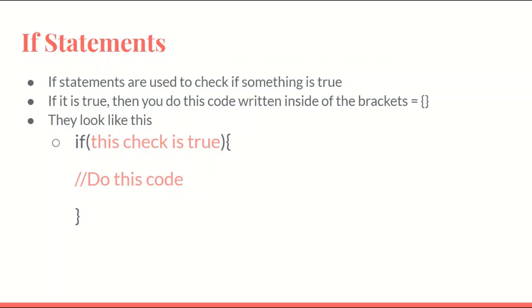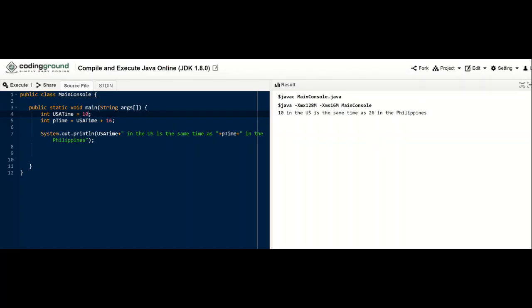If statements are used to check if something is true. If it is true, then you do the code written inside of the brackets. In code, they often look like this. There is an if, followed by parentheses and a code check, and then 2 brackets and code inside. And so in code, the pink text would actually be code. So now that we know what if statements are, let's try to put it in our code.